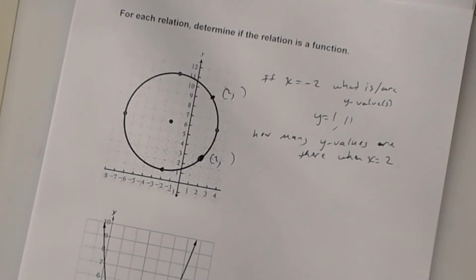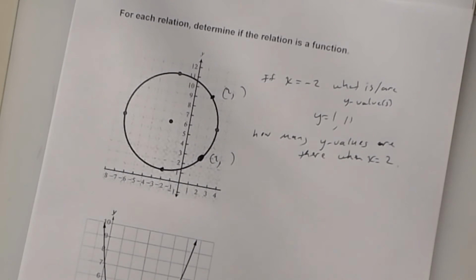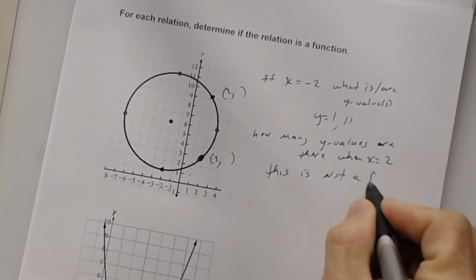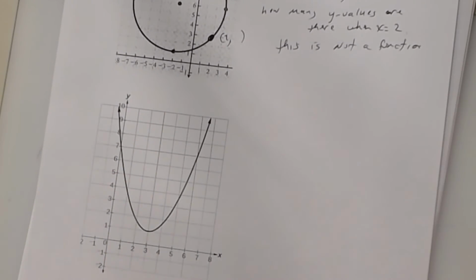I don't care what the y value is at this point because I would have to estimate anyway. But the question was this: how many y values do I have when x is 2? 2 of them. See that? Okay. So based on our discussion at this point, is this a function? No, it's not a function. This is not a function. Okay? All right, let's go to the second graph.